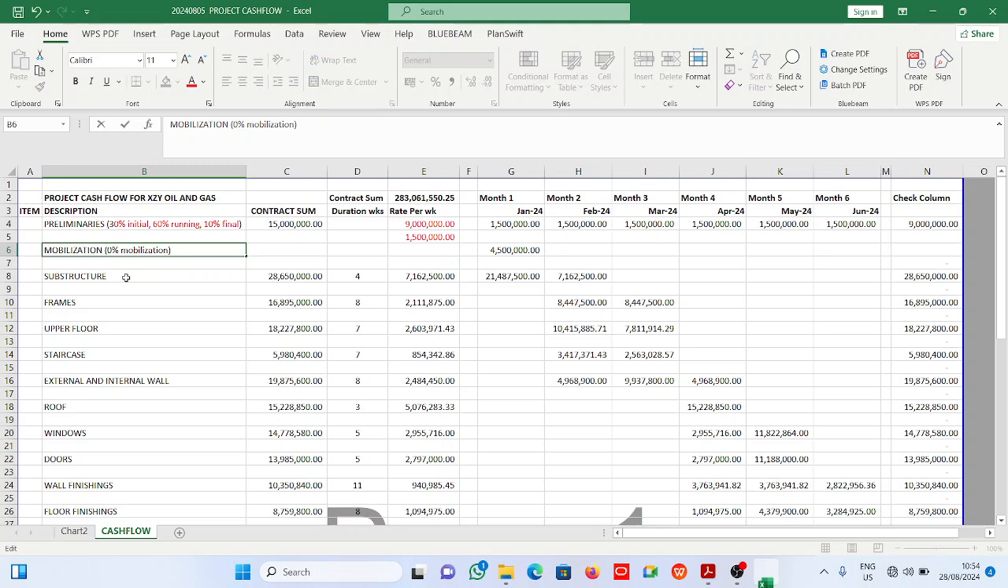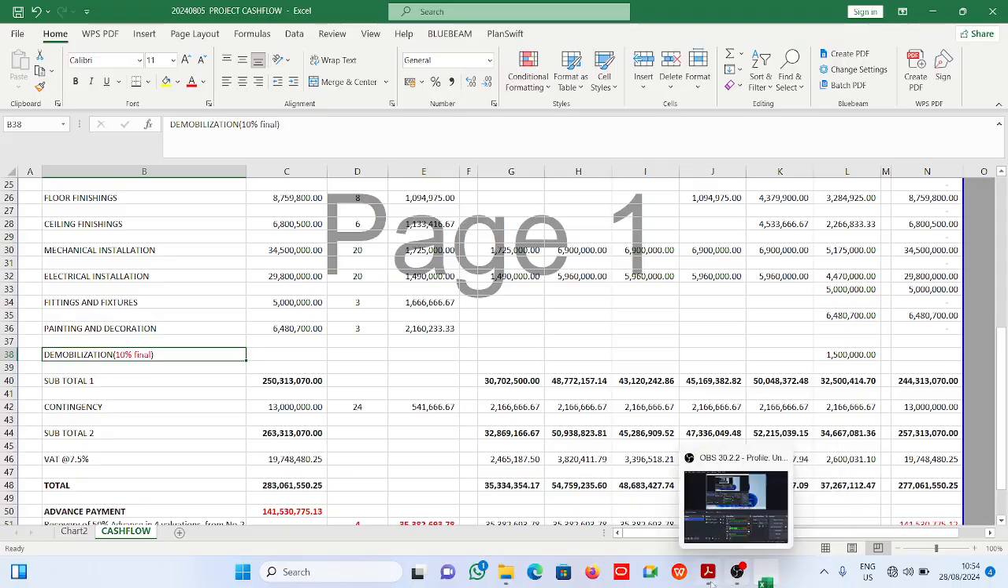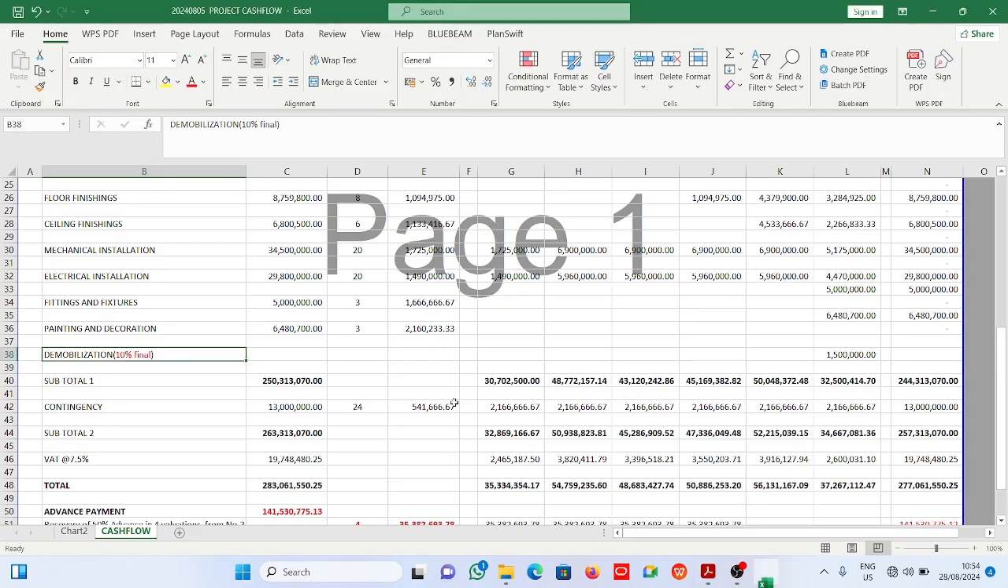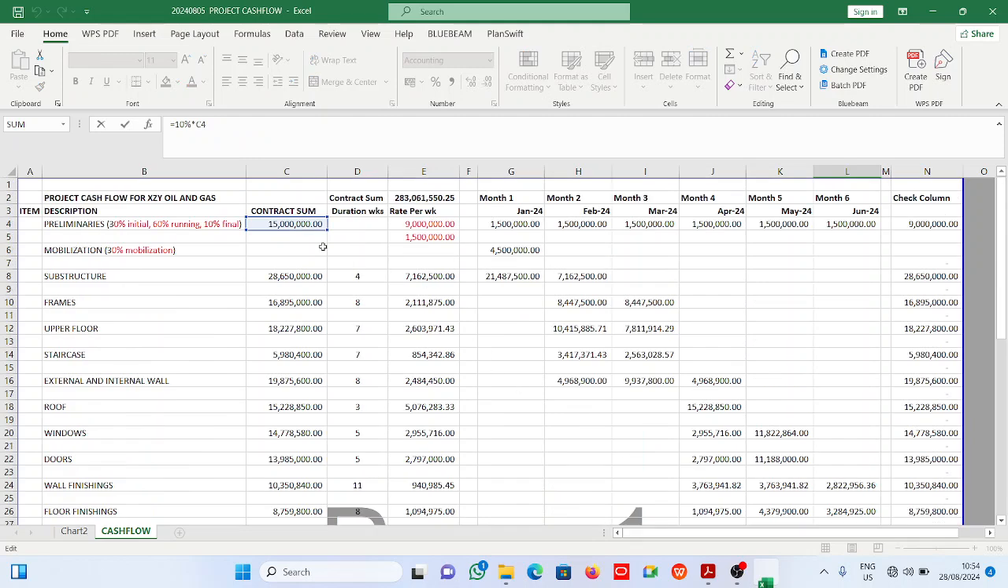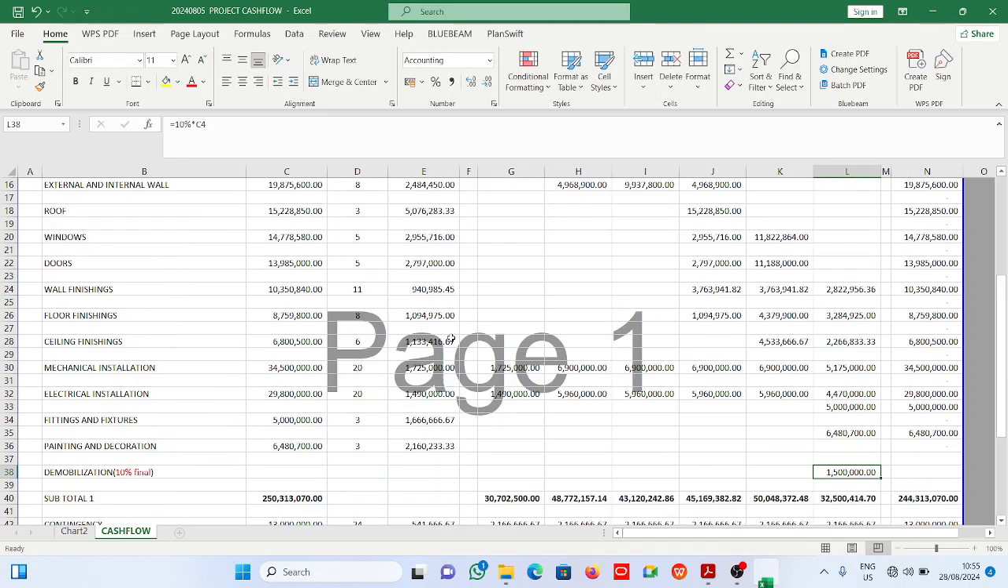That is your mobilization, which is this, right? 30% of 15 million. Now the demobilization is here. Take a look at it from this question also. You see demobilization. The contractor has to carry his plants and machinery away from the site, remove his scaffolding, remove the project signboard, and all and all. That is demobilization. Please refer to our previous videos to get a better understanding of that. So it is 10% of this 15 million, and you have it to be 1.5 million.